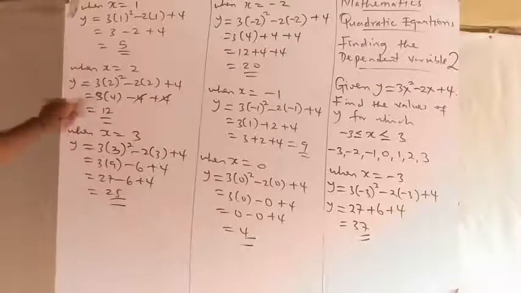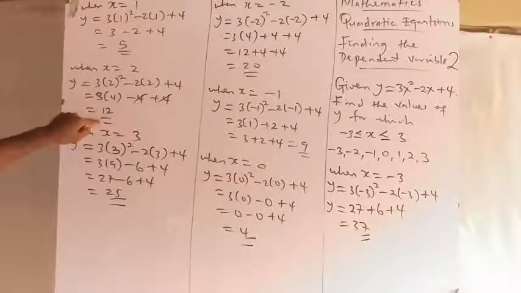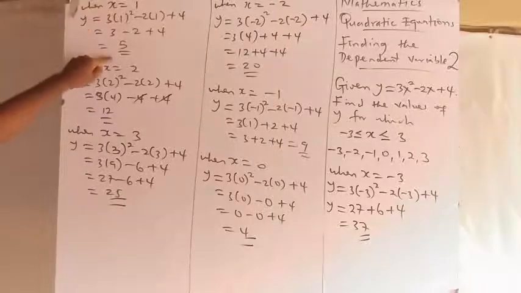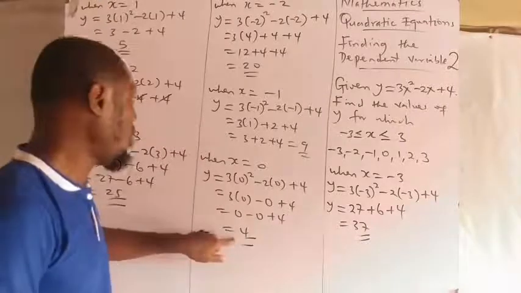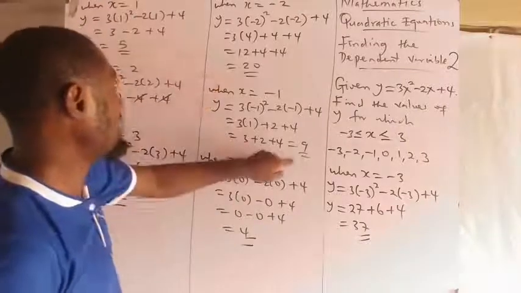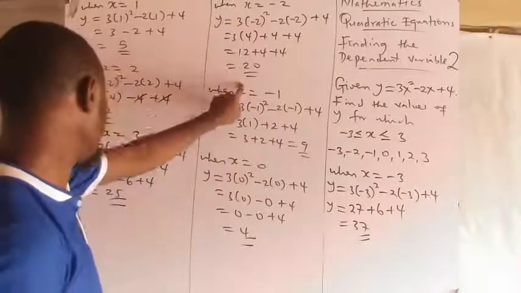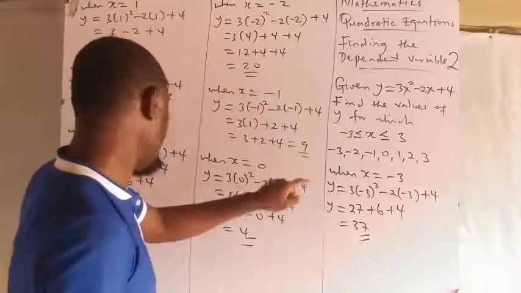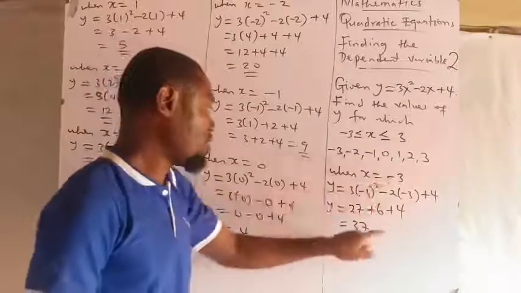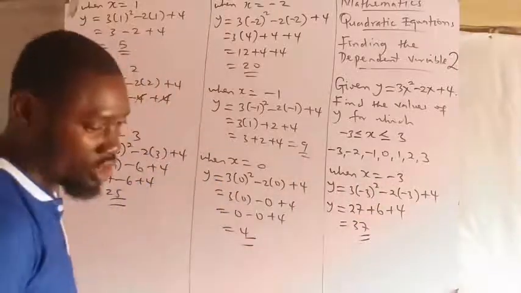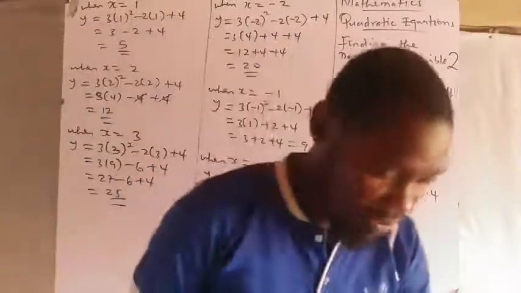When x is 2, y is 12. When x is 1, y is 5. When x is 0, y is 4. When x is minus 1, y is 9. When x is minus 2, y is 20. And when x is minus 3, y is 37. These are the values you're going to have in the course of solving the problem.